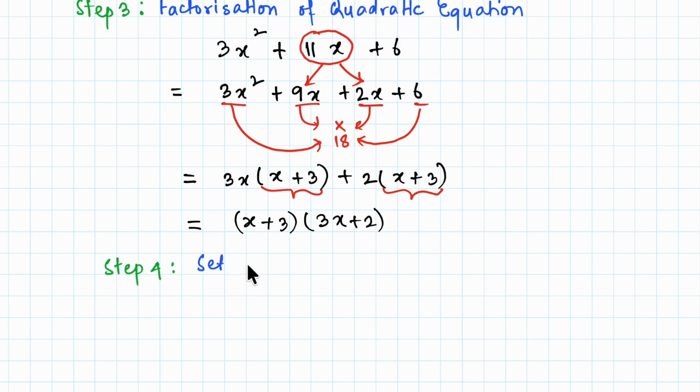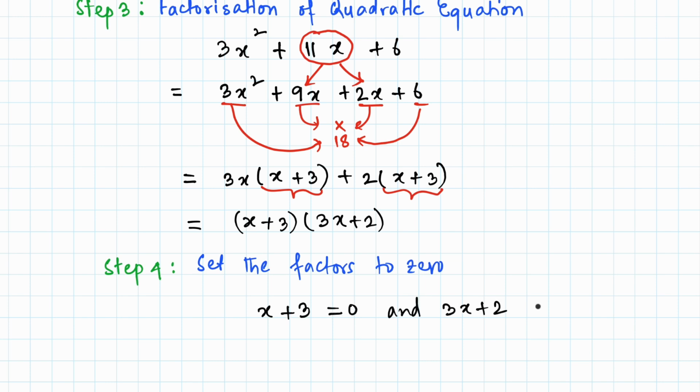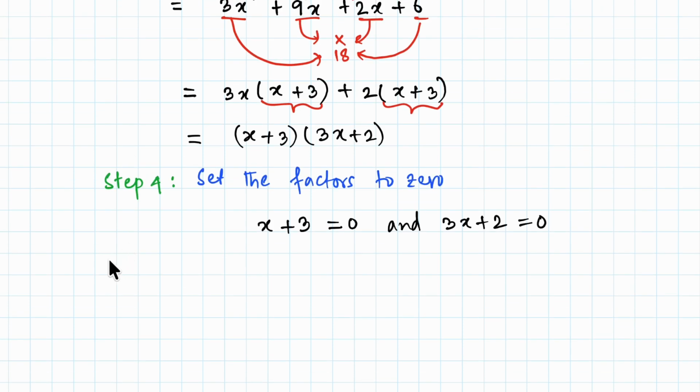Step number 4, set the factors to 0. So x plus 3 is equal to 0 and 3x plus 2 equal to 0. Now final step, we have to solve for x.